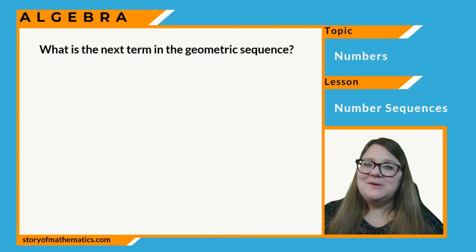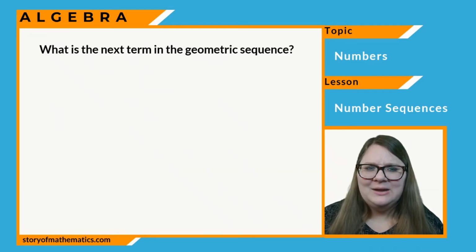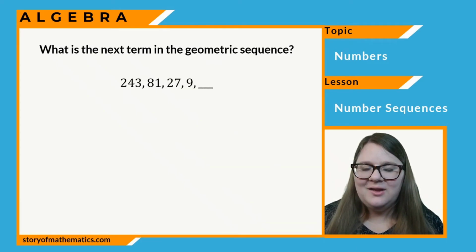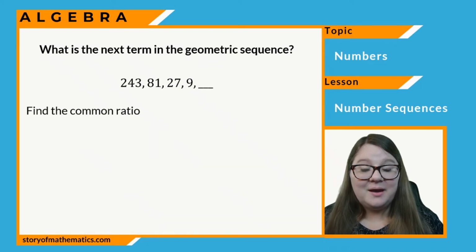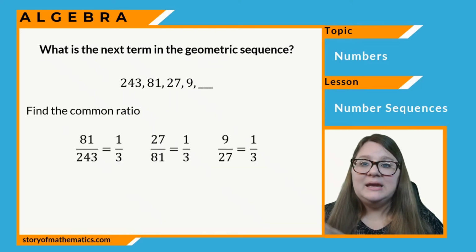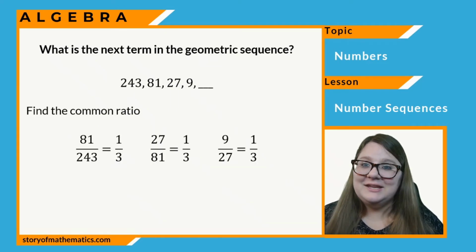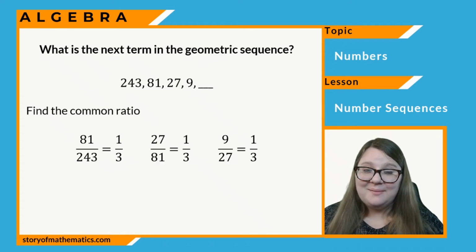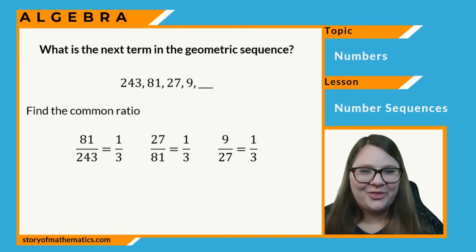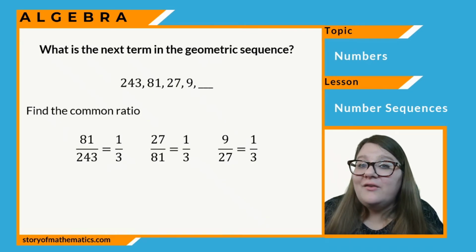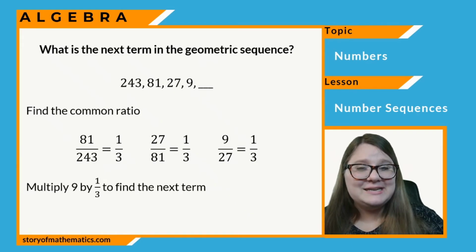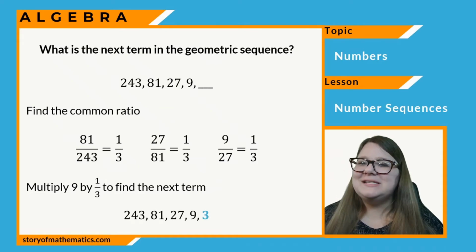Now, this won't always come out quite so beautiful, right? What if I gave you 243, 81, 27, and 9? When I find the common ratio this time, I'll do the 81 over 243, the 27 over 81, the 9 over 27, and every time I'm actually going to get a fraction. It simplifies down to 1/3. So if you get a fraction, that's okay too. So my common ratio here is 1/3. So I'm going to multiply that by the 9 in my sequence, and I'm going to get that my last term is 3.